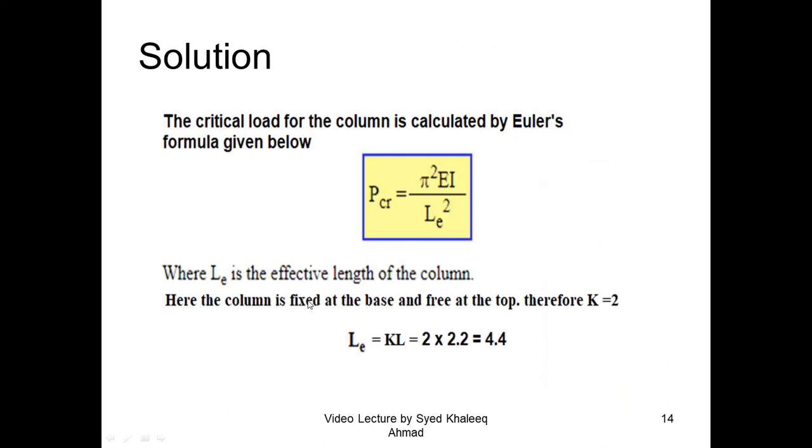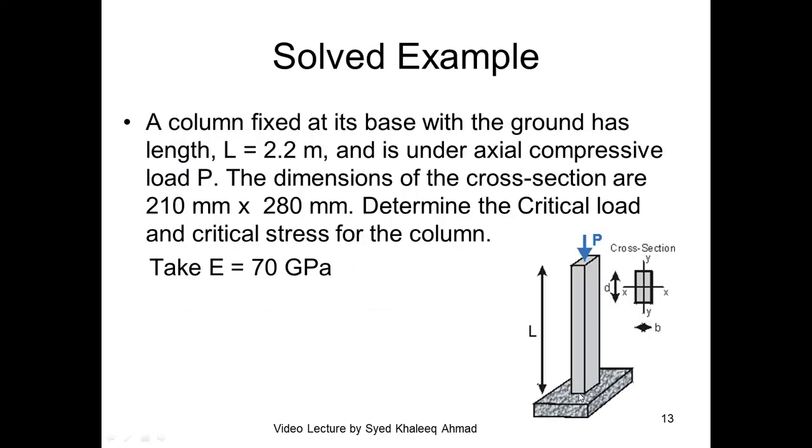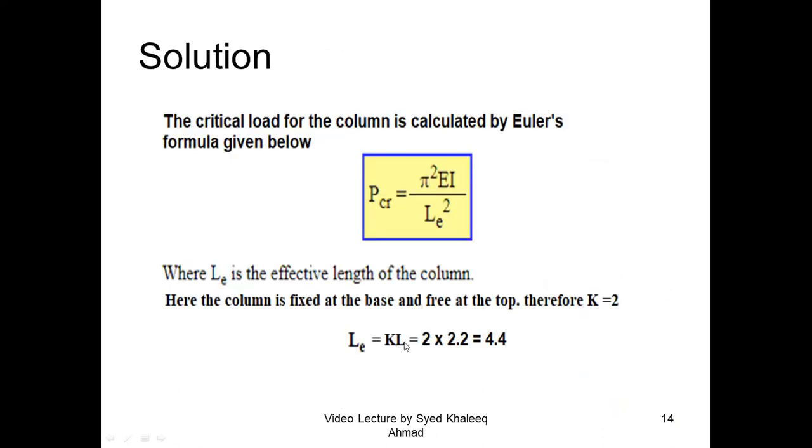Now we know this formula, pi square EI over L effective square, and you know how to find effective length. So the first step is to find the effective length depending upon the end conditions. If you see here, one end is fixed and the other end is free. In that case, we will take the coefficient of effective length as K equal to 2 from that table. 2 into 2.2 is equal to 4.4. This is the effective length of the column.